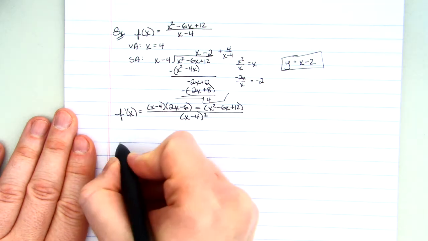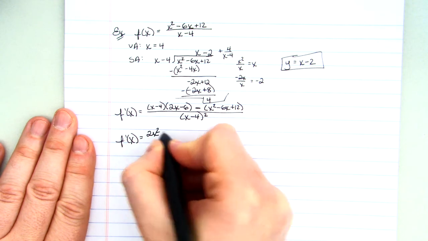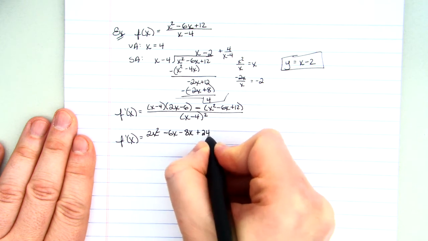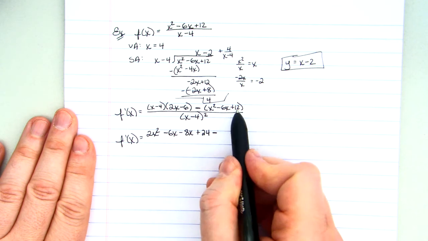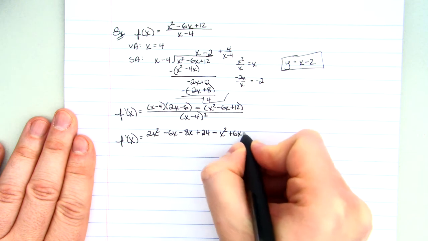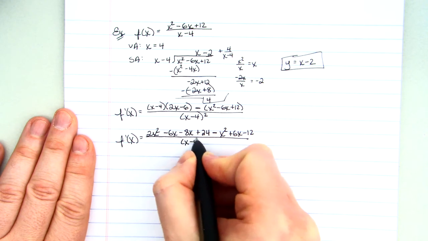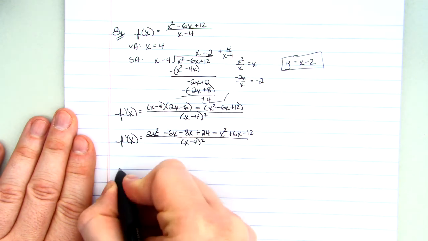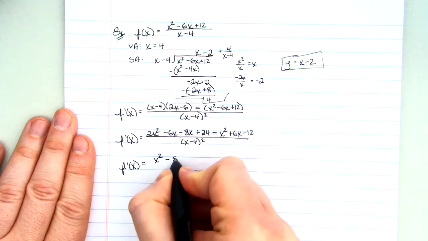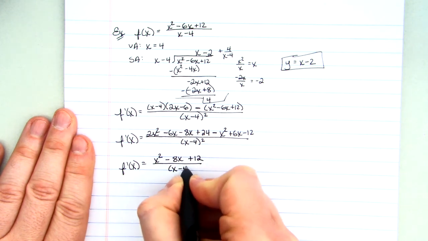Okay. We need to distribute the x minus 4 times 2x minus 6, that's 2x squared minus 6x minus 8x plus 24 minus, make sure you're being good about distributing the negative. I've noticed some of you have some difficulty with that. X squared plus 6x minus 12 over x minus 4 in parentheses squared. Okay, so this is x squared minus 8x plus 12 over x minus 4 squared.